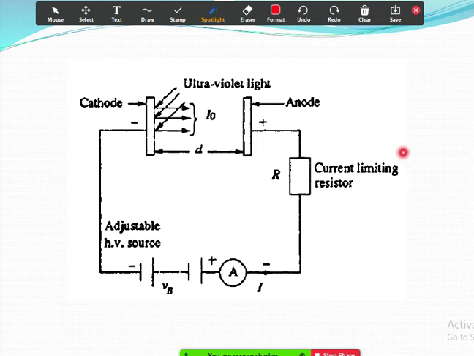There is an ammeter for current measurement, and a current limiting resistor. This is to limit the current in case a short circuit occurs. This current limiting resistor will limit the current.